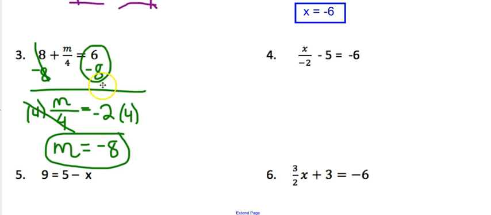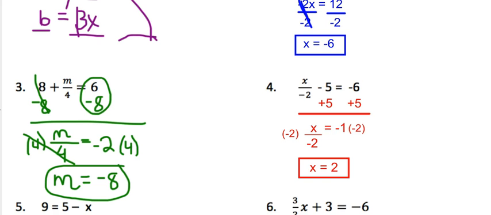Alright, so that's how you do some fraction-y problems. Again, you have to add or subtract first before you can multiply or divide. So why don't you try number 4 on your own? Press pause and we will go over the answer. 4, you should have gotten a positive 2 for your answer.